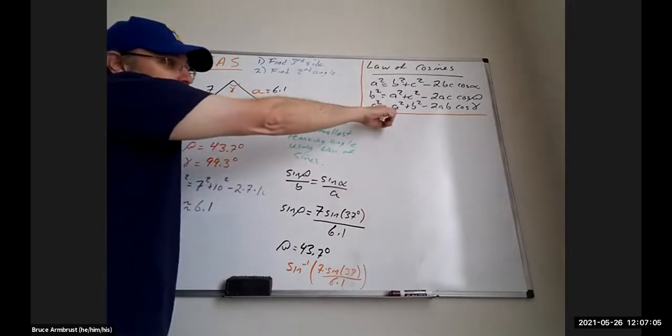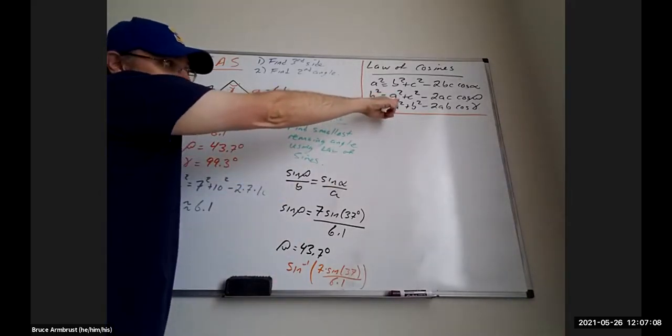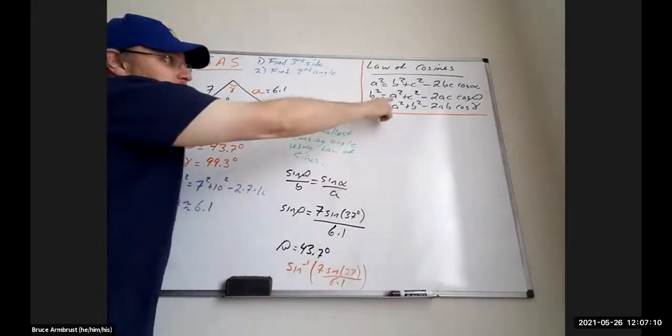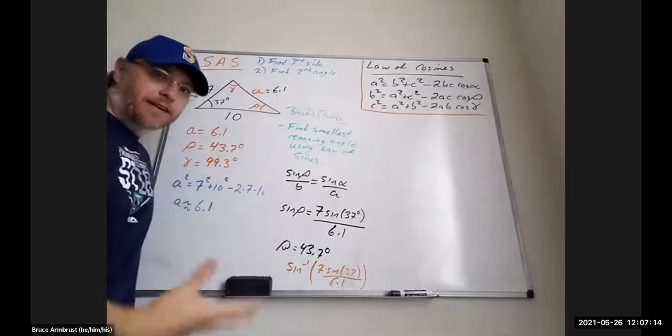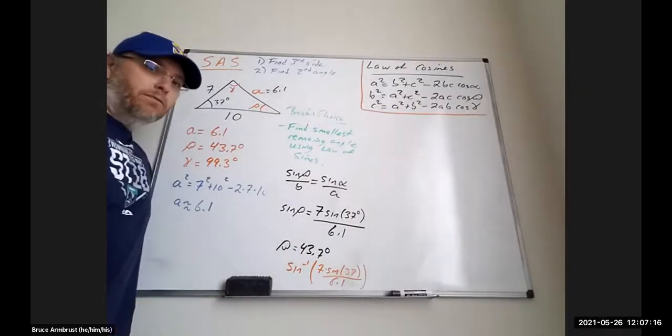Think about having to take one of these and solving, say, for beta. You have to move the a squared and the c squared over, and then you're going to have to divide by minus 2ac, and then you're going to have to take an inverse cosine.